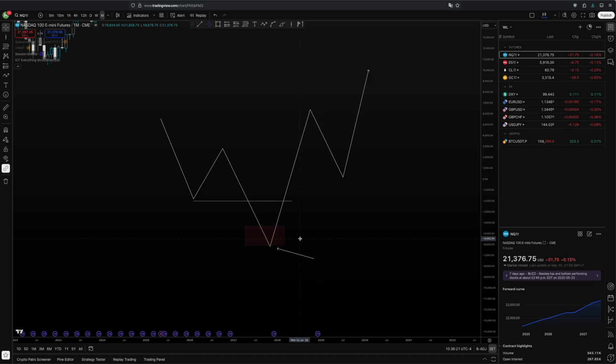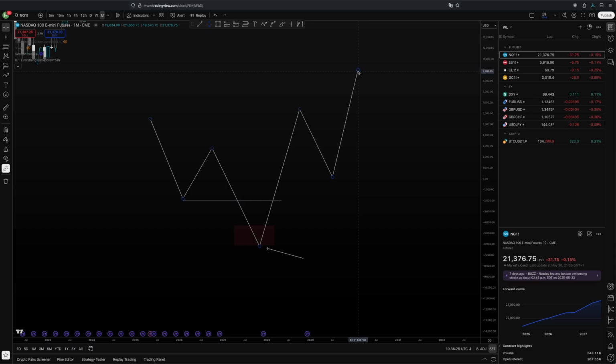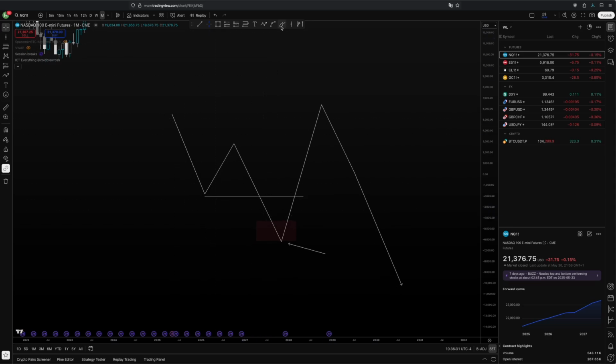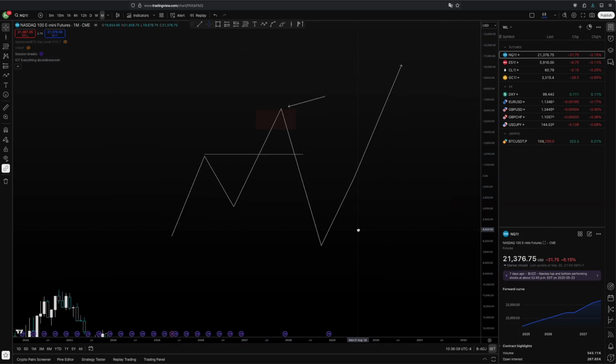You're not anticipating for this strong low to get taken out unless price was to reverse fully. And this is a weak low simply because it hasn't taken out any low previously. Simple as. And then if you invert this, it's the same thing.